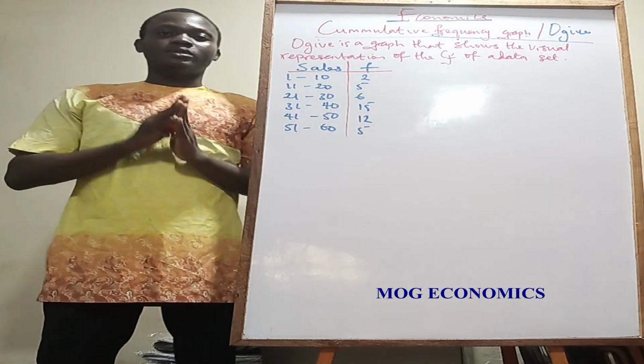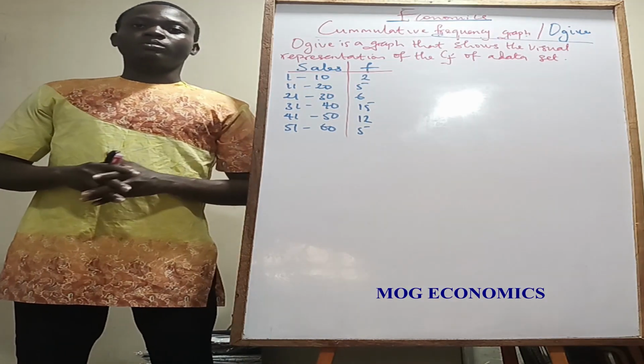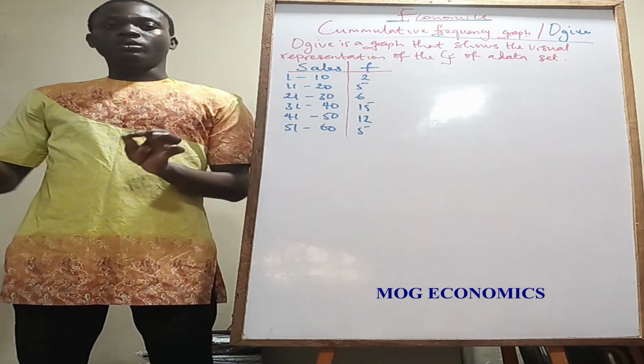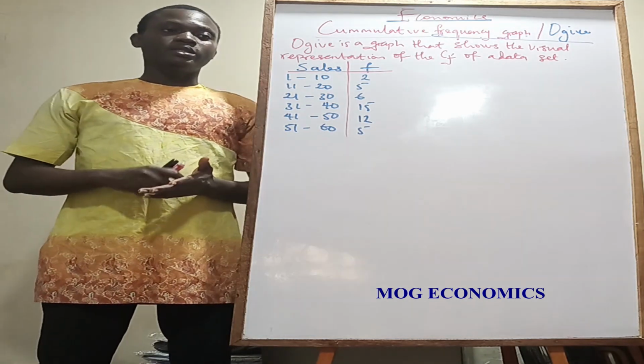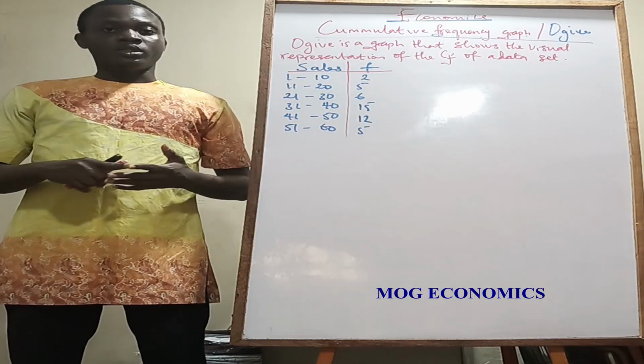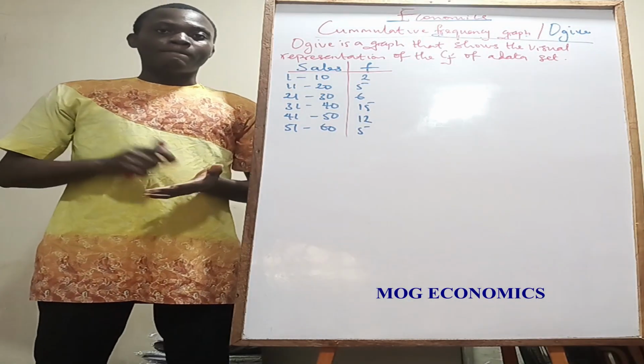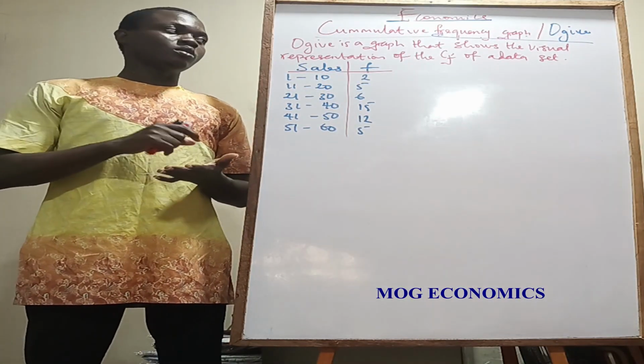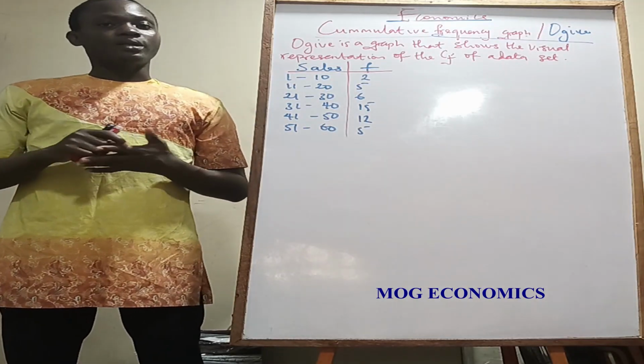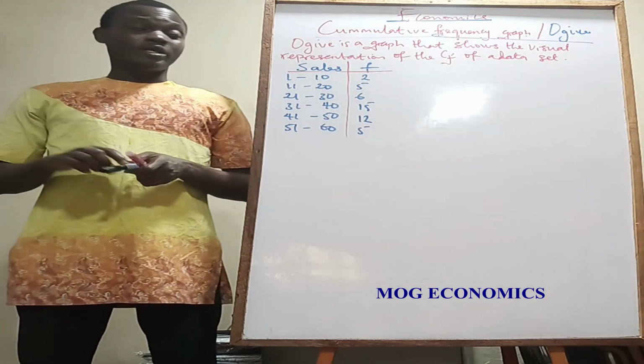Now, how is the Ogive sketched? It is sketched by plotting the cumulative frequency of the data set against the upper class boundaries. So how do you find cumulative frequency?